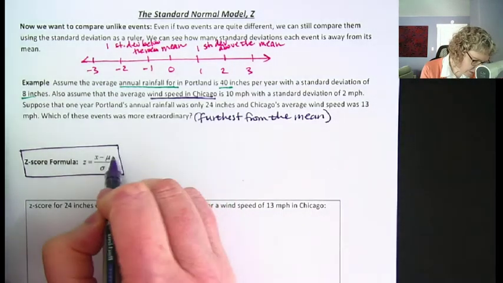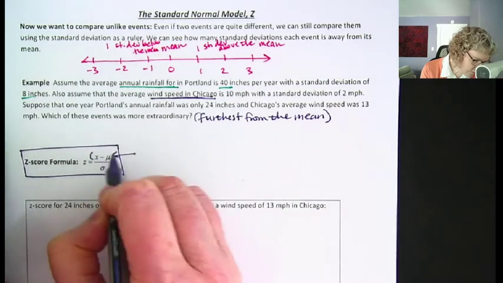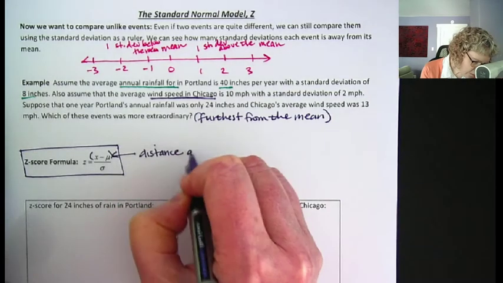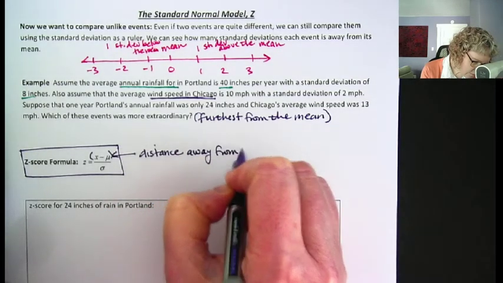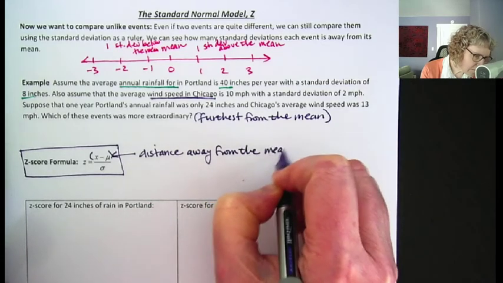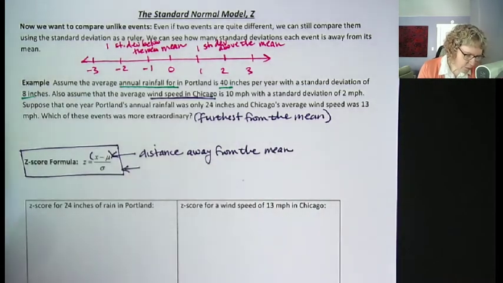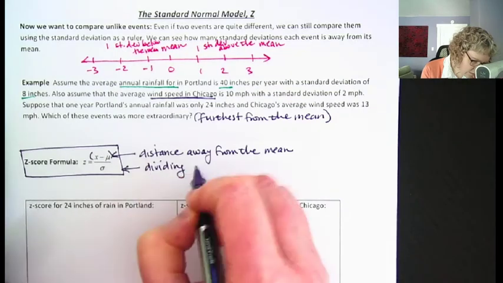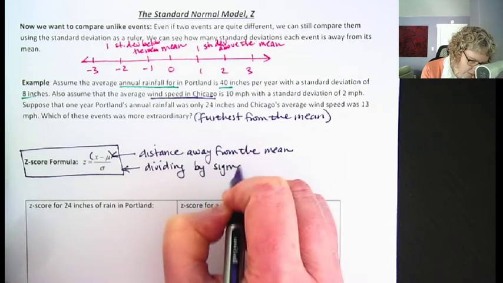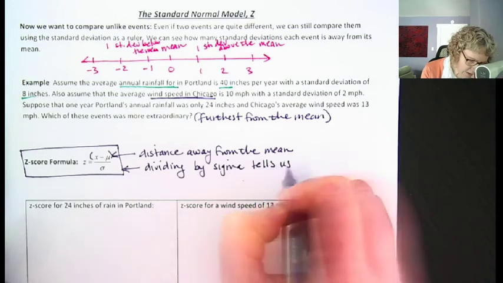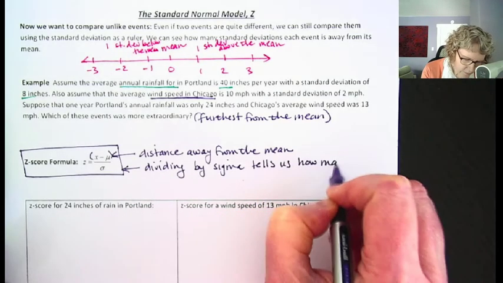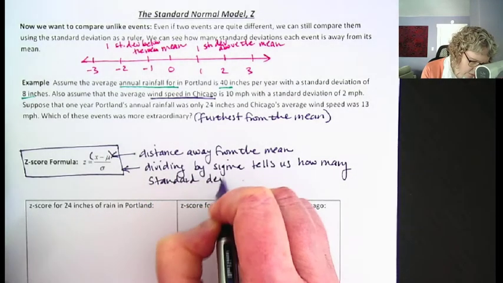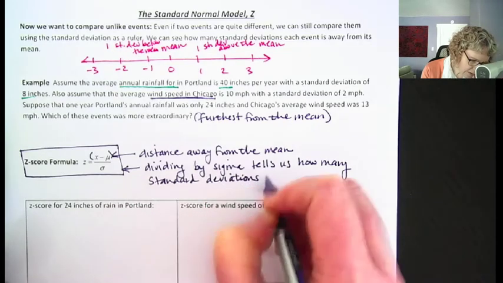Okay, so let me write that down here. The numerator is the distance away from the mean, and then when we divide by sigma, this tells us how many standard deviations that distance is.